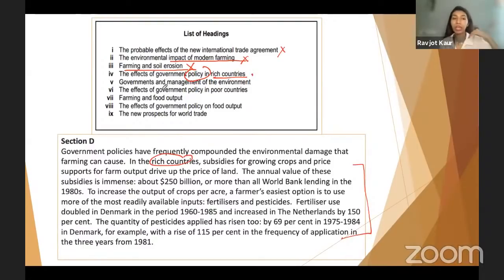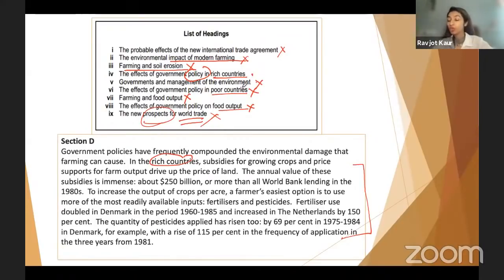Let's read further. Governments and management of the environment? No. What about the poor countries? There is no such word used till now. Farming and food output? No. Effects of government policy on food output? No. The new prospects for worldwide? No prospects have been discussed. So it's all about the fourth option, that is about the rich countries.